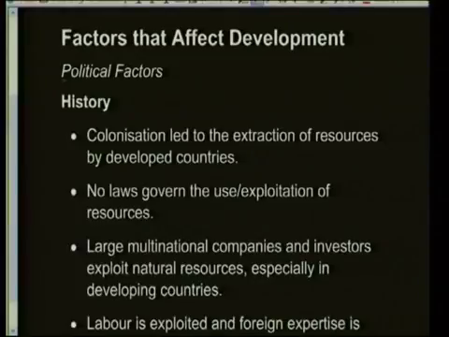Okay, so we're going to take them one by one and look at the impact that these factors have had on development from basically when the world started to present day development. All right, so the first factors that we're going to look at is what we refer to as our political factors. And one of our most important political factors is history, okay?